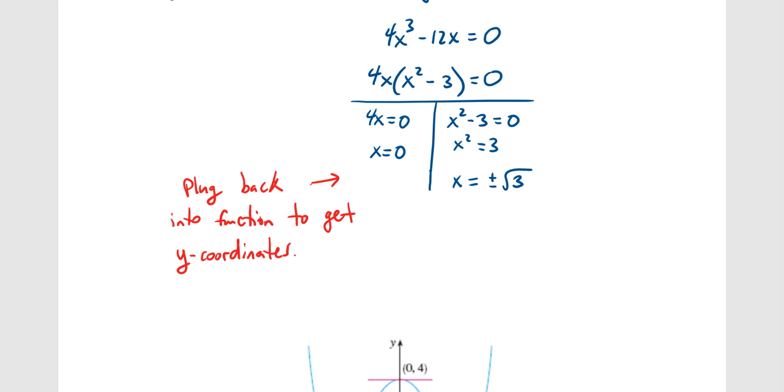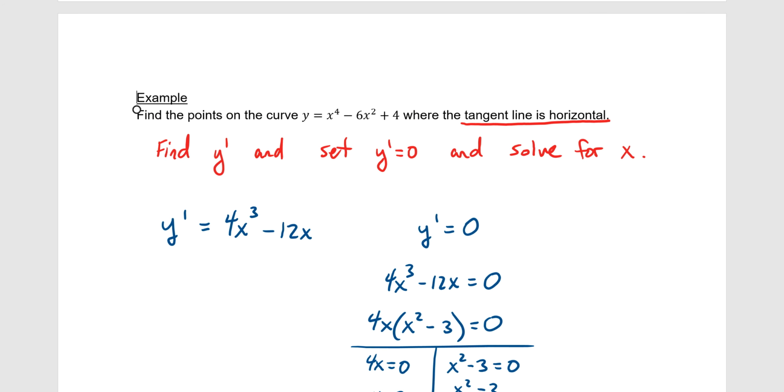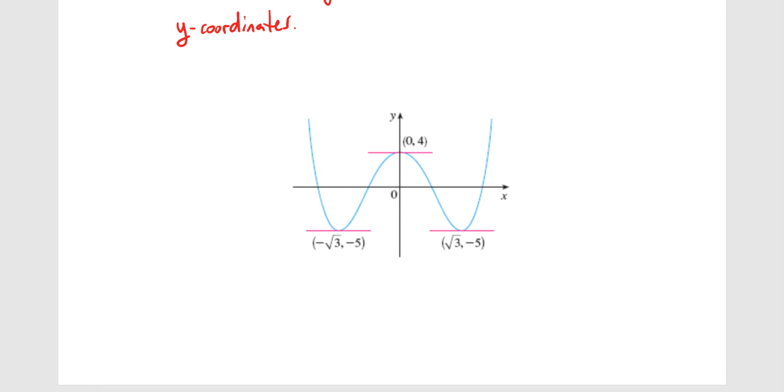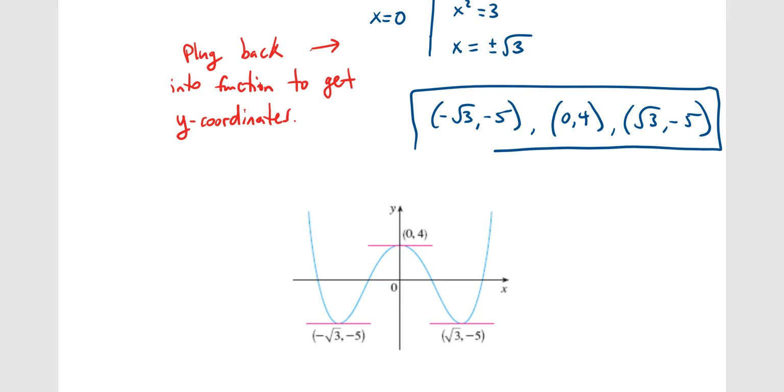And I'm going to say let's just plug those back into the function to get their y coordinates. So plug each one of those back into here and evaluate each one to get the y coordinates, but I'm not actually going to do it. But if we did do it, we should get our three answers: (negative radical 3, negative 5), (0, 4), and (radical 3, negative 5). So these are our three ordered pairs.